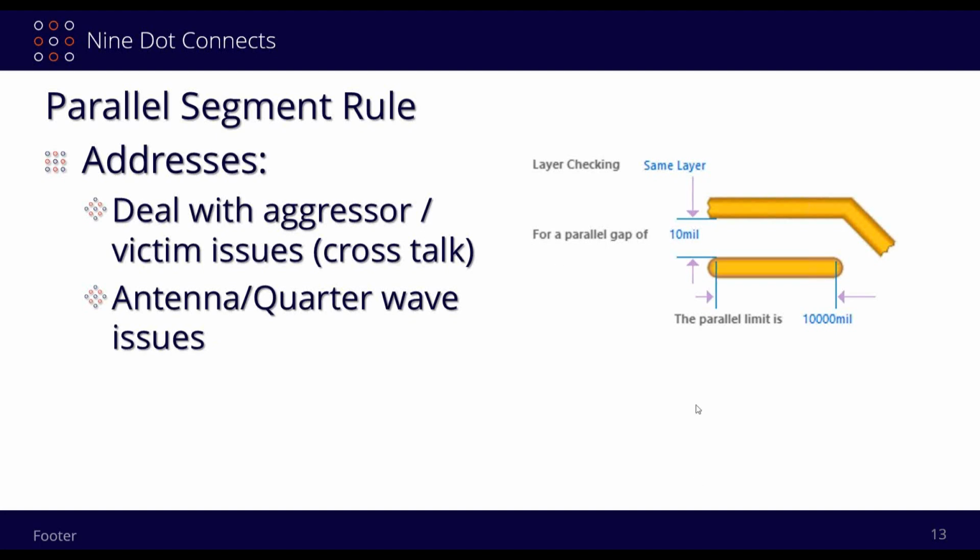So for the rule itself, they allow you a couple of things here. But the layer checking can be either done on the same layer, or you can do a drop down here and you can say different layers. And I'll talk a lot more about that here in just a minute because doing things on different layers has a monumental impact on stuff. What's also interesting about this is that this is an if-then statement. So for a parallel gap of 10 mils or less, the parallel limit is set to a certain distance. Okay? So it's not like you're saying, I want a parallel gap of this and I want a length of this. You're saying, no, for this gap, this is the limit.